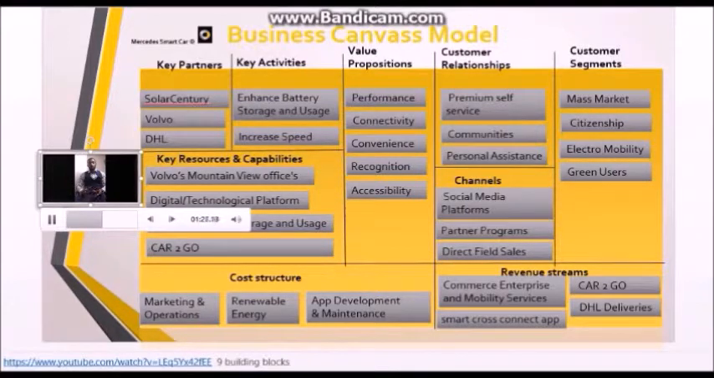The channel for this is the social media platform. Social media is going to be very imperative also for spreading business awareness of this product that we're developing. Partners and programs such as Top Gear, as we've mentioned before in this presentation. Direct field sales as well is also very important. The customer segments are mass market, citizenship, electro mobility, and green users.